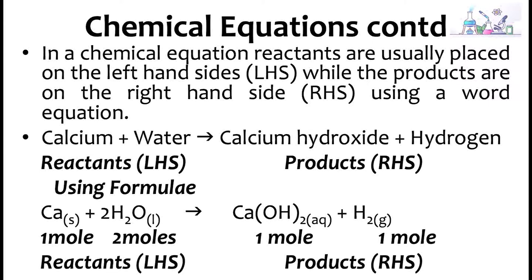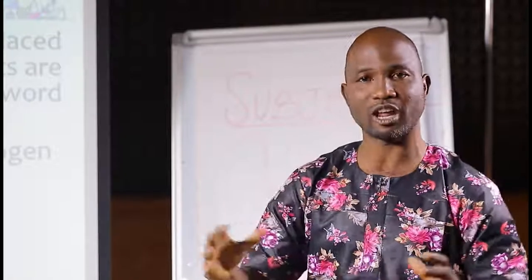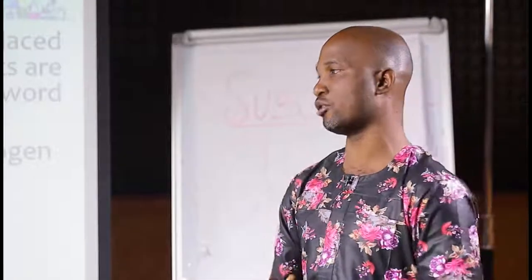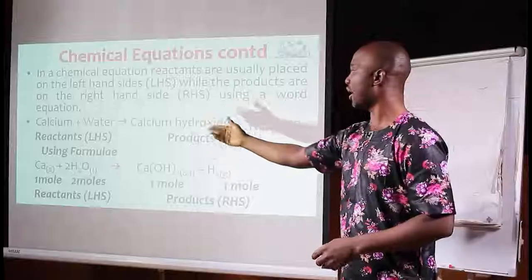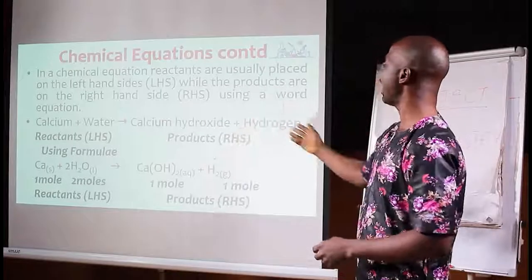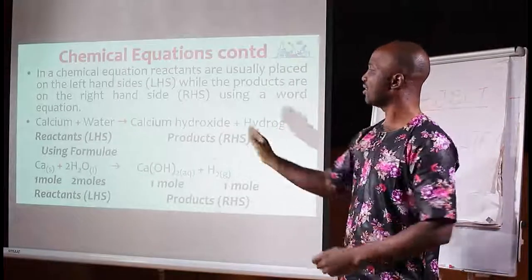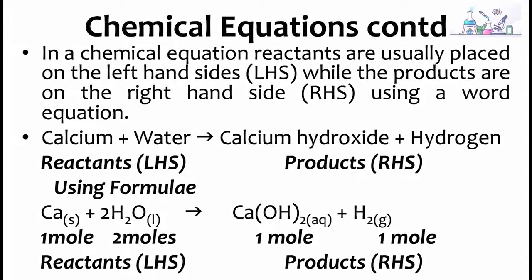In a chemical reaction or equation, reactants are usually placed on the left-hand side, which is LHS, while the products are placed on the right-hand side, which is RHS. Using a word equation, for instance, I want to use words to describe an equation. I say calcium plus water to give you calcium hydroxide and hydrogen. You can see that the reactant is on the left-hand side and the product is on the right-hand side.